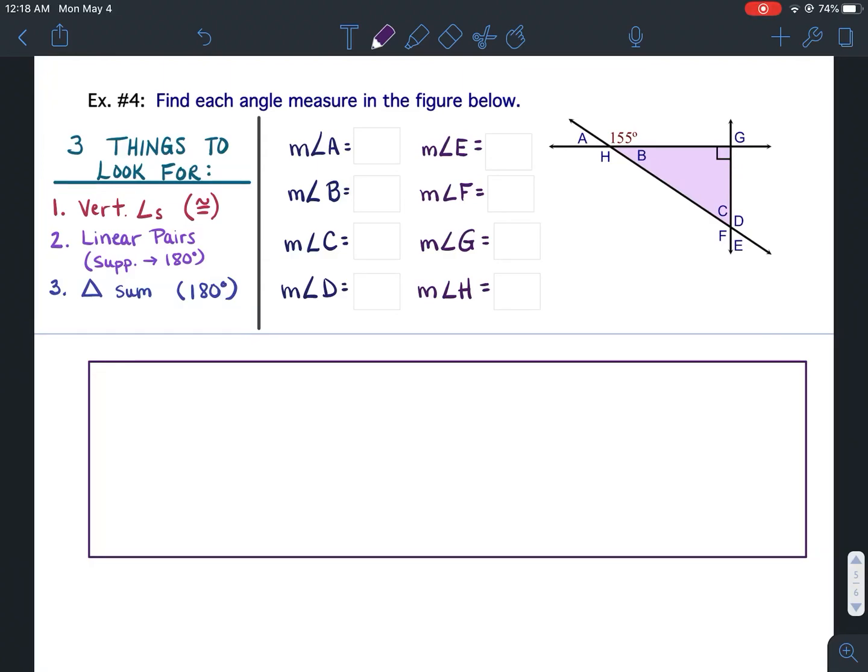Properties of angles, lesson 22, example number 4. Find each angle measure in the figure below.